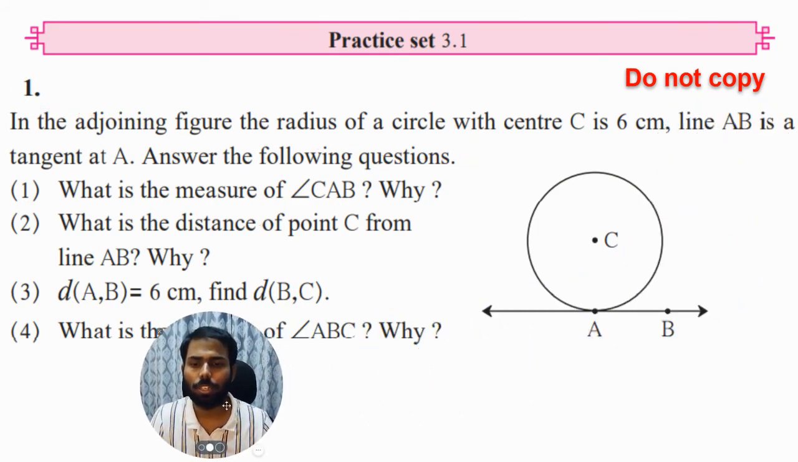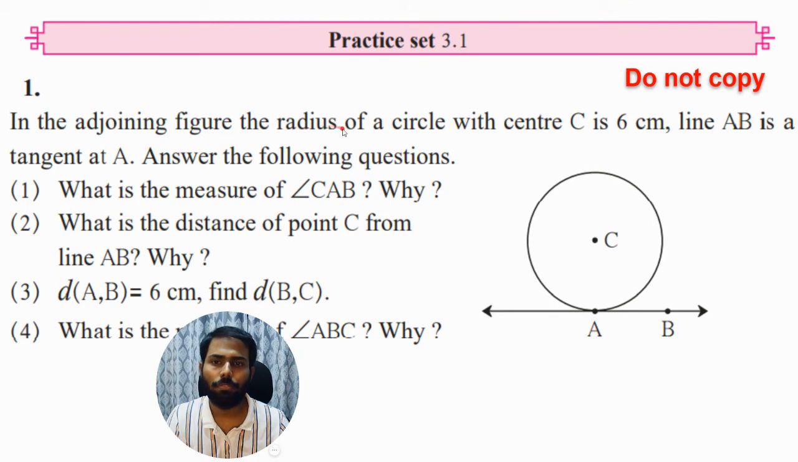Okay, let me read the question for you. In the adjoining figure, the radius of a circle with center C is 6 centimeter. Okay, तो ये जो circle with center C है उसका radius है 6 centimeter. Then line AB is a tangent at A. So line AB is a tangent at point A. Tangent at point A मतलब क्या है? वो जो tangent है point A पे touch कर रहा है circle को. Answer the following questions. What is the measure of angle CAB?